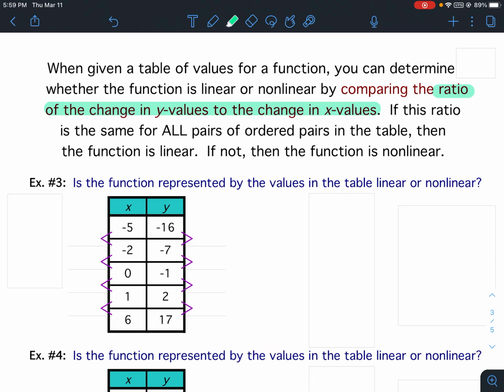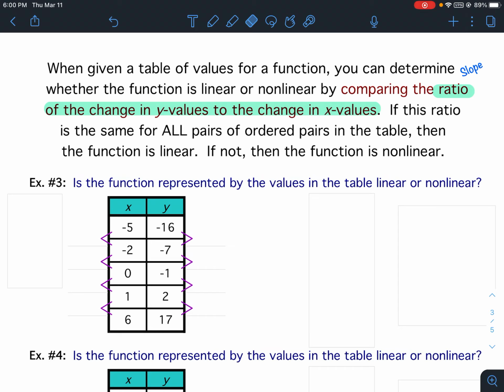Okay? Well, if you had a fraction and you're comparing the change in y values, so you're subtracting y values, over the change in x values, subtracting x values, what would that be? Where might we have seen this before? That would be slope. Change in y over the change in x is the same thing as slope. So in other words, we are going to find the slope between each ordered pair.